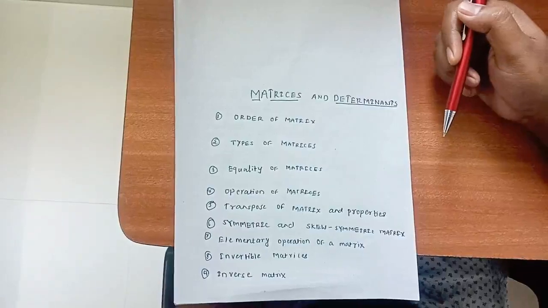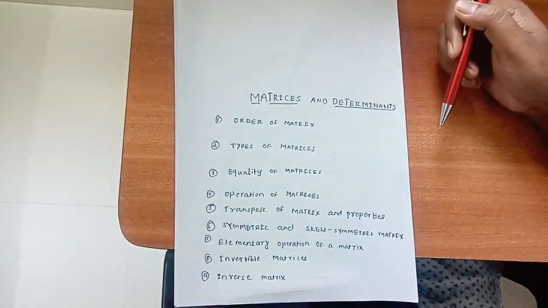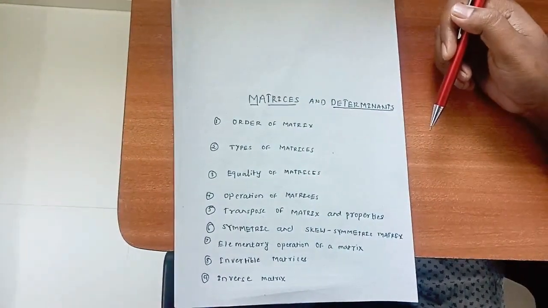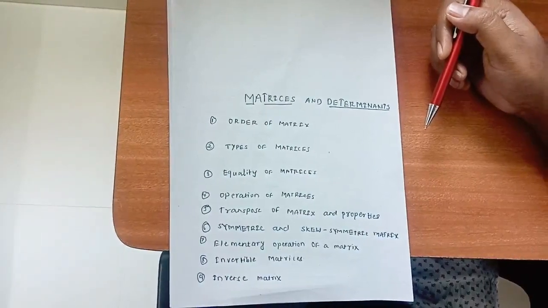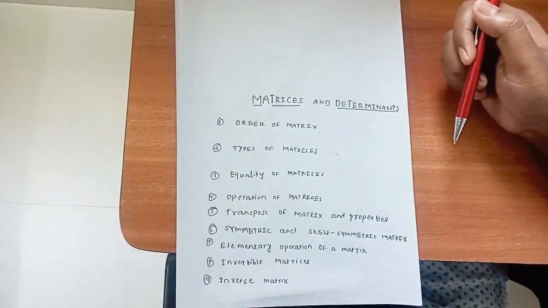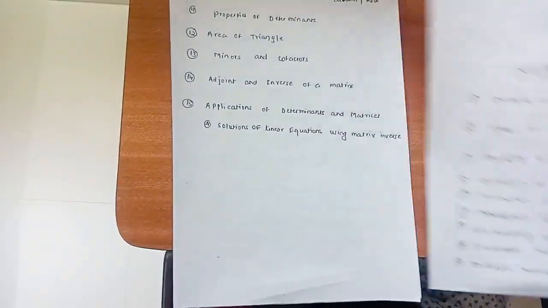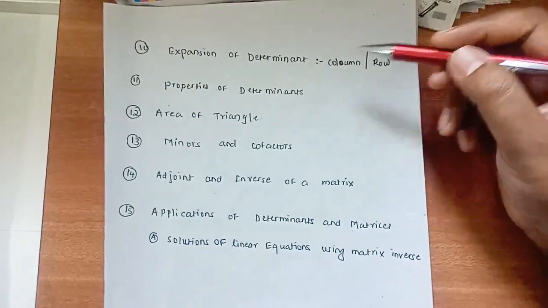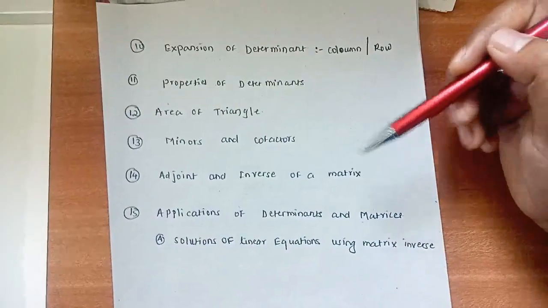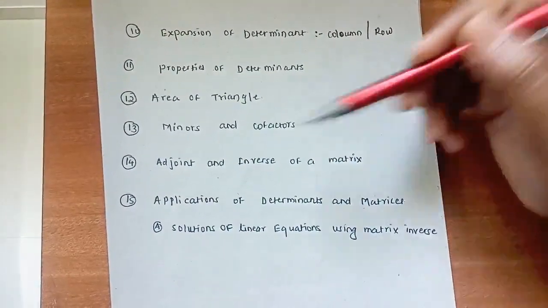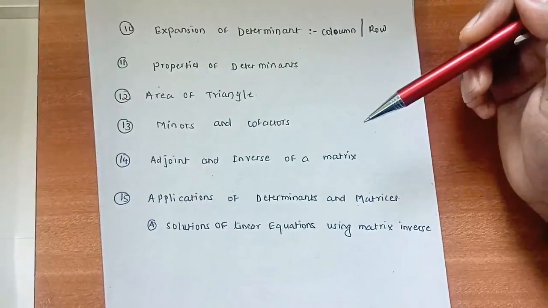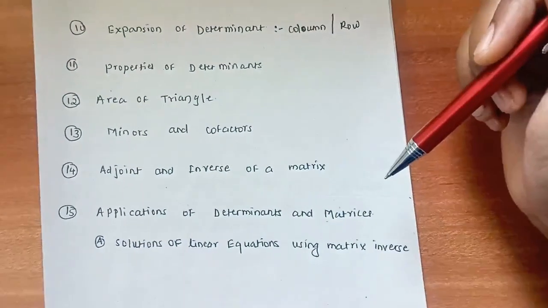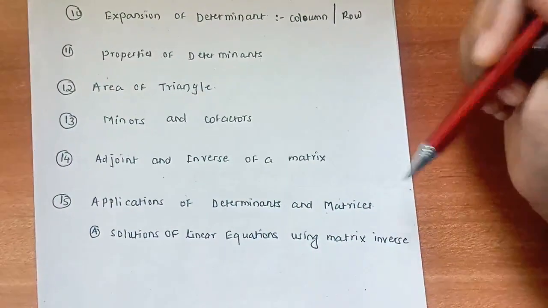Next is transpose of matrix and its properties. Next topic, symmetric and skew symmetric matrix, elementary operation of matrix, invertible matrix, inverse matrix. This inverse matrix is also an important topic. Next subpoint is expansion of determinant, properties of determinants, area of triangles, how to find the minors and cofactors of a particular element, adjoint and inverse of matrix, applications of determinants and matrices.